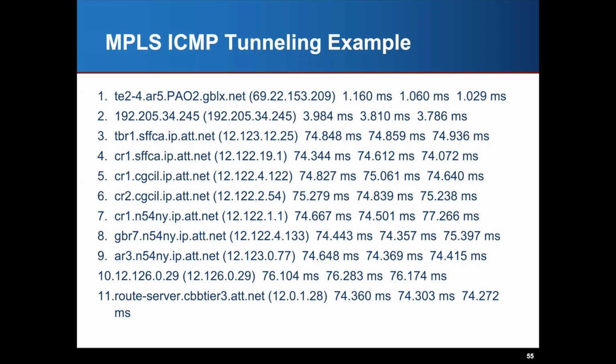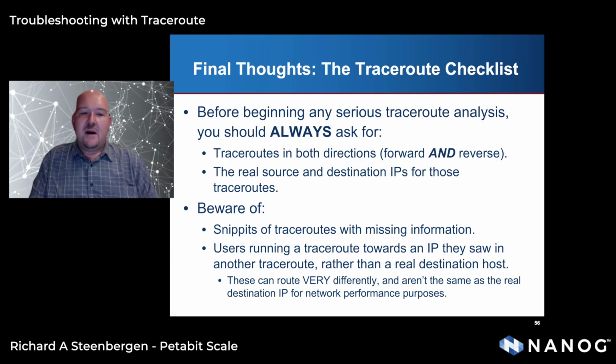And some final thoughts. Before you begin any kind of a traceroute analysis, you should always ask for traceroute in both directions. So if someone sent you a traceroute, or if you're sending a traceroute to someone else, see if you can get that reverse path. See if you can take a look at that. And always send your real source and destination IPs.